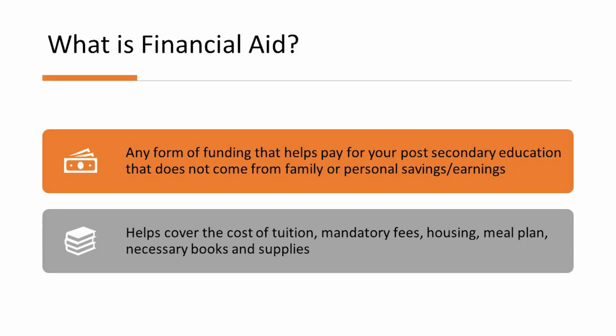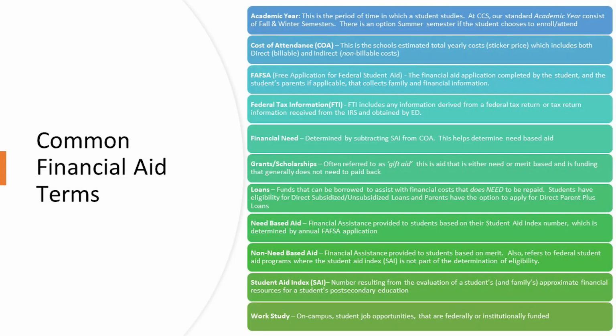So the first topic that we're going to touch on is, what is financial aid? Financial aid is any form of funding that helps pay for post-secondary education that does not come from family or personal savings or earnings. This helps cover mandatory tuition, fees, housing if you're living on campus, food plan if you're taking one, and other billable costs that you will see on the billing statement from semester to semester. You can also utilize the financial aid to offset other educational expenses, such as books and supplies, travel expenses to and from school, and other miscellaneous expenses that you may incur while attending CCS.